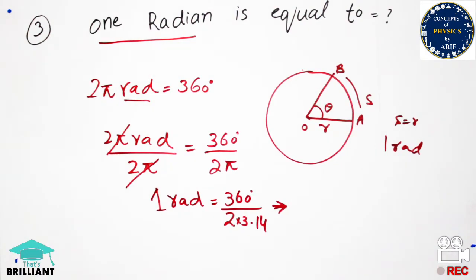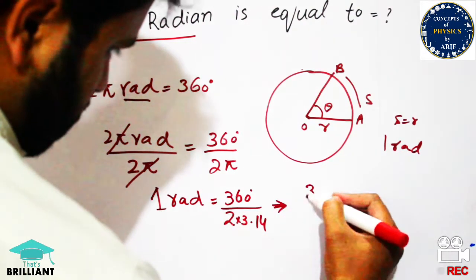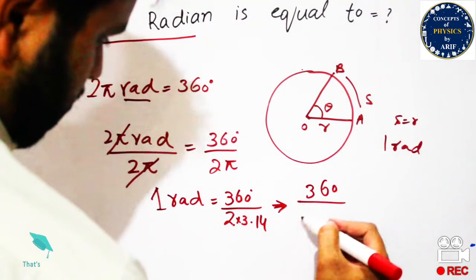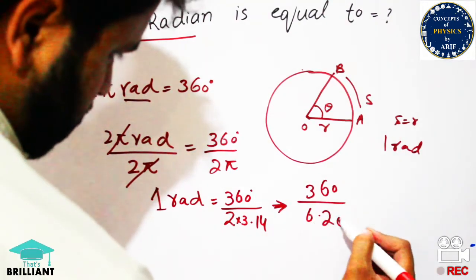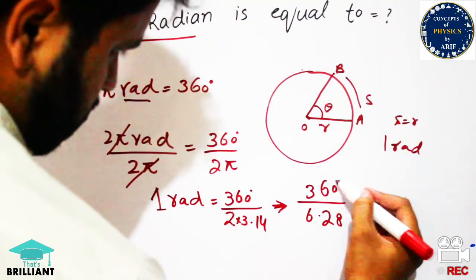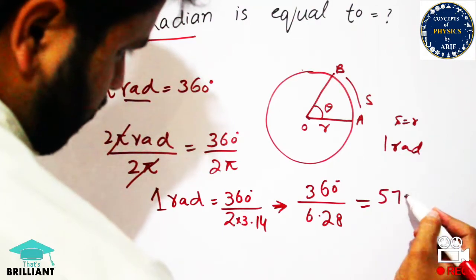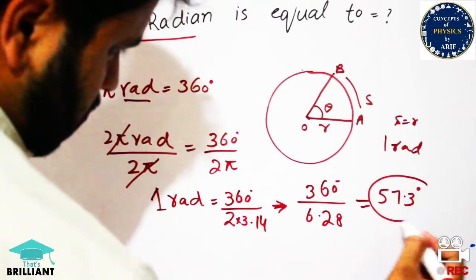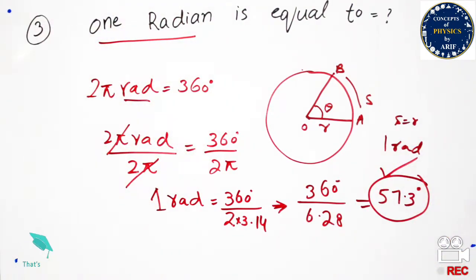If we solve this expression, 360 divided by 6.28, it will be around 57.3 degrees. So this is the final expression of 1 radian in the form of degrees. You can tick this answer in the answer box.